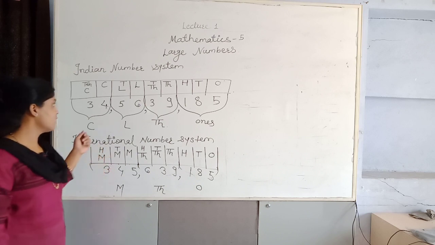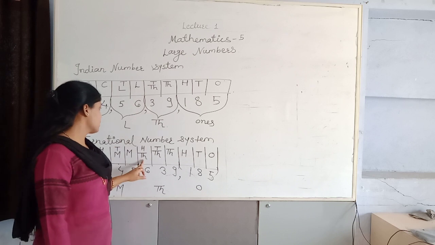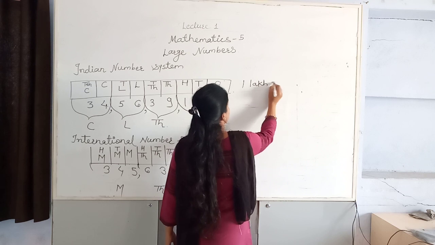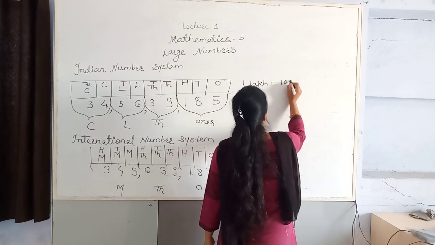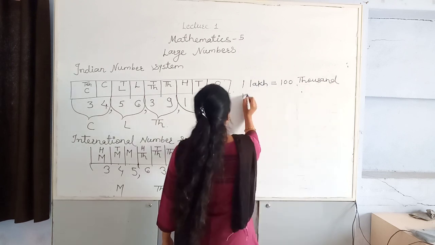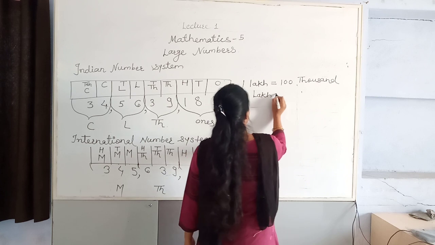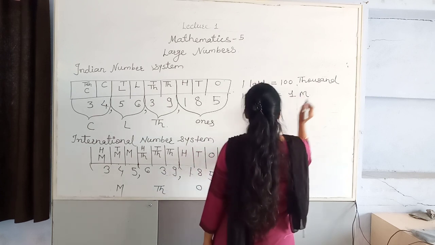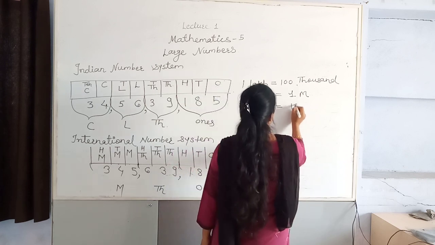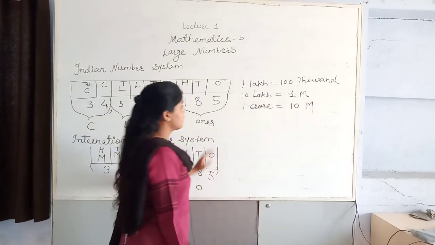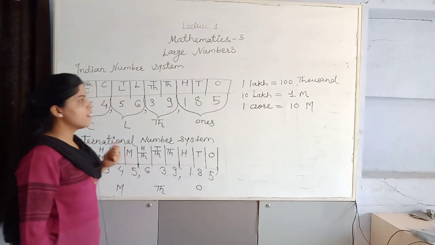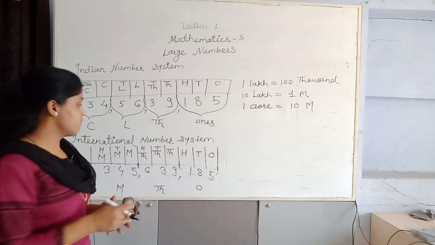The only difference is that 1 lakh is equal to 100,000, so I will write here. We can say that 1 lakh is equal to 100,000. 10 lakh is equal to 1 million. Then 1 crore is equal to 10 million. In this, actually their values are the same, only the difference is in their names. I hope you have understood.